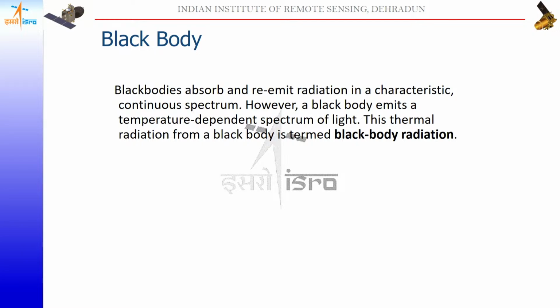Then coming to the black body. Black bodies are idealized objects which absorb and re-emit radiation in a characteristic continuous spectrum. This spectrum is dependent on the temperature. This radiation is called black body radiation. The emitted radiation is not from a real object. This is a hypothetical idealized object. But some real objects may behave close to that of a black body in certain situations. We will see how.